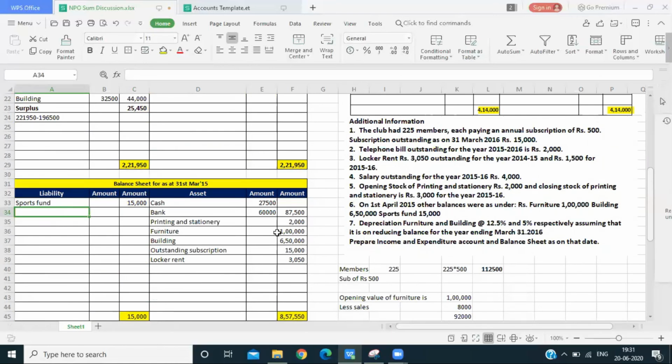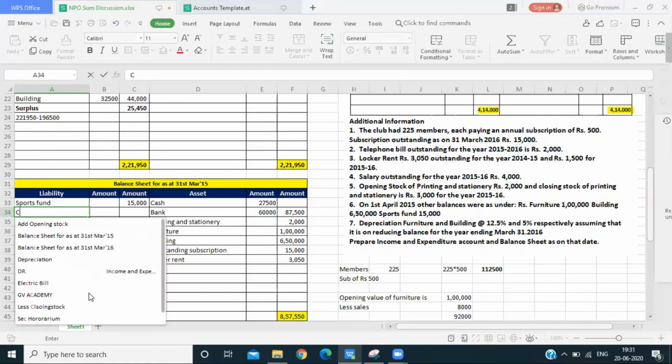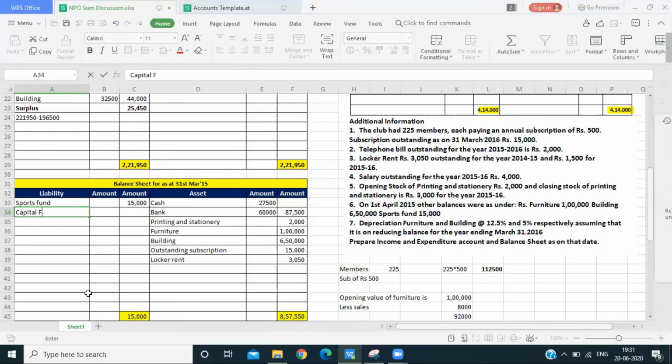So in the opening balance sheet, we have a total of 8,57,500 on the asset side, and on the liability side we have only 15,000 rupees. So the difference will be the capital fund. How to find the difference? The total of assets minus total of liabilities will be the capital fund. 8,57,550 minus 15,000 is nothing but 8,42,550. 8,42,550 will be your capital fund.